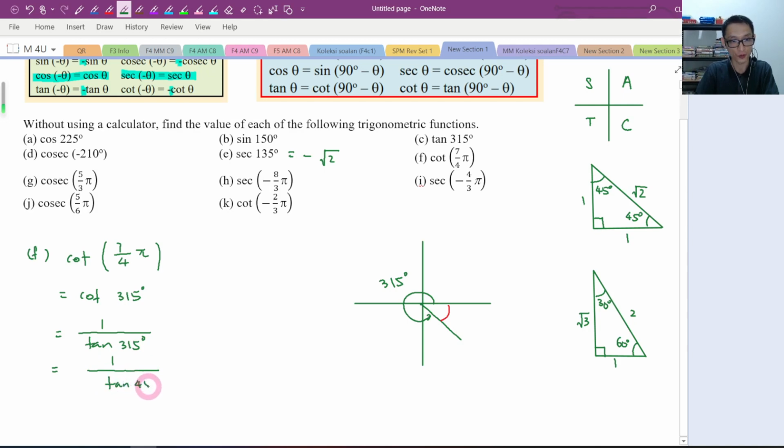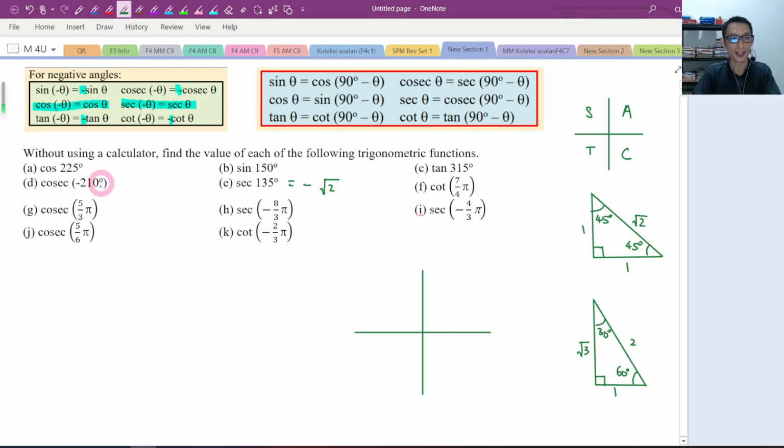Right, tangent 45 degree. And don't forget, the next step, you need to think: should we add a negative sign? According to the ASTC, in this quadrant, cosine is positive, the rest will be negative, right? Now we are talking about tangent, therefore we need to add a negative sign. Okay, copy this one and use this triangle to get tangent 45 degree, TOA, which is equal to 1. So the final answer is -1. Okay, this is F.